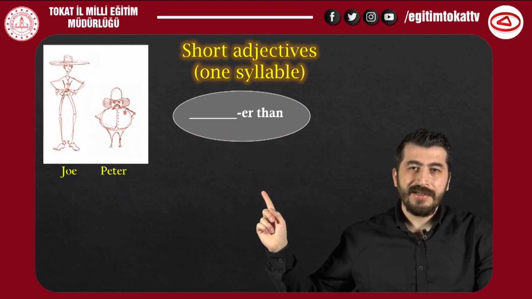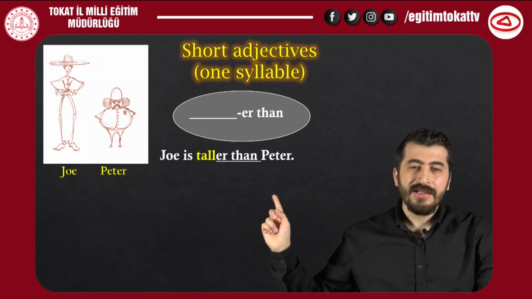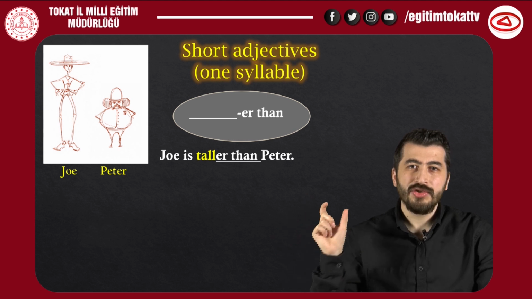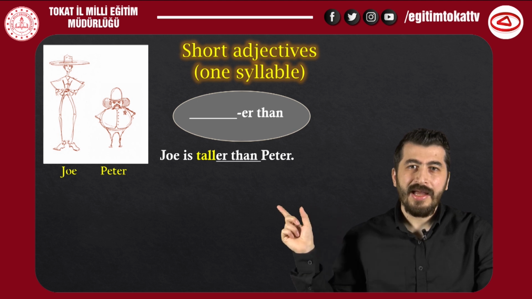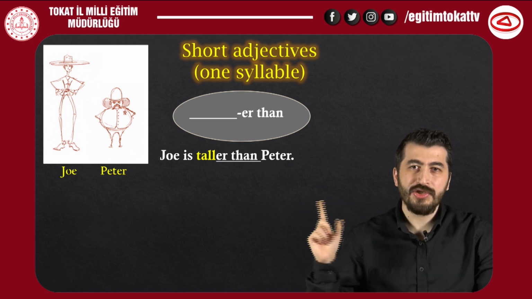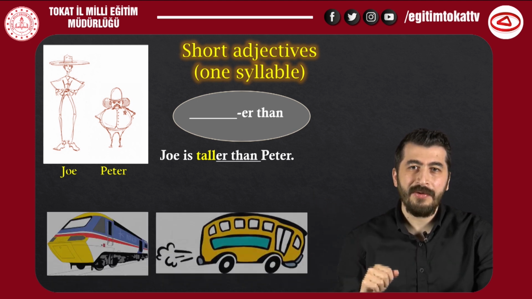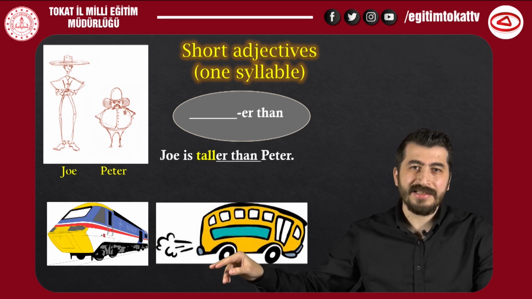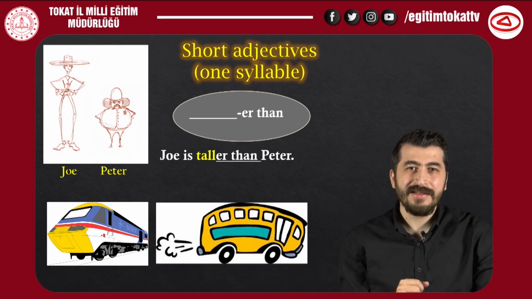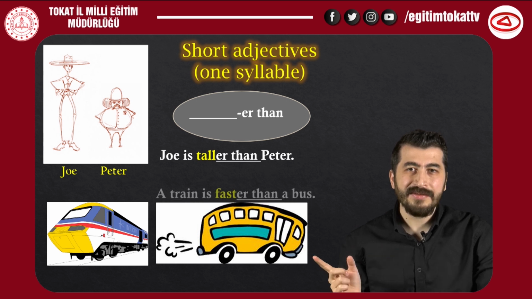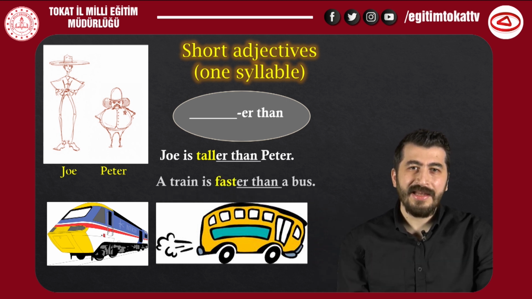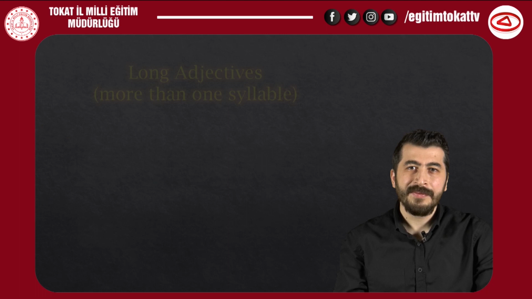Joe and Peter. Let's compare. Joe is taller than Peter. Tall is a short adjective, one syllable, so we say taller than Peter. Joe is taller than Peter. Now, train and bus. Let's see, fast. A train is faster than a bus.